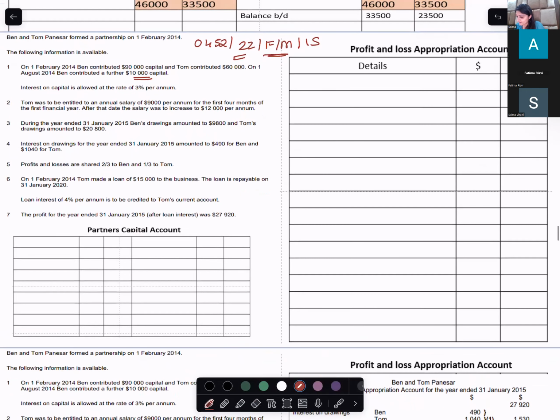Yes. So they have started their business on 1st February 2014. Tell me, will your partners' capital account have a balance brought down? No. Why? Because they have just started the business. So on Feb 1, you just have Ben and Tom, cash and bank. They have contributed capital, money is coming into the business, 90,000 and 60,000.